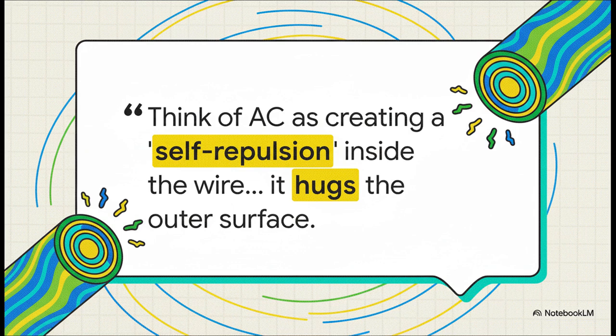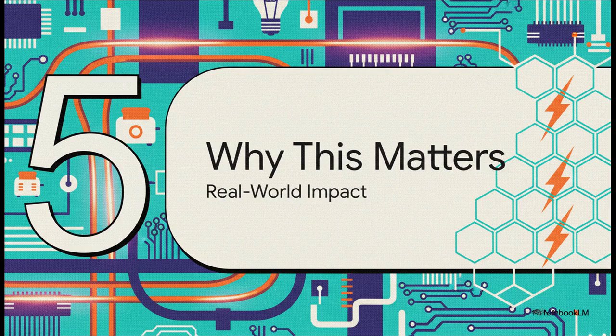I love this way of thinking about it. It's like the AC current is creating its own self-repulsion. It's generating this force in the middle that it doesn't like, so it runs away from it. And where does it run? To the only place left, the outer surface. It literally hugs the skin of the wire to get away from its own effects. So there we have it, mystery solved.